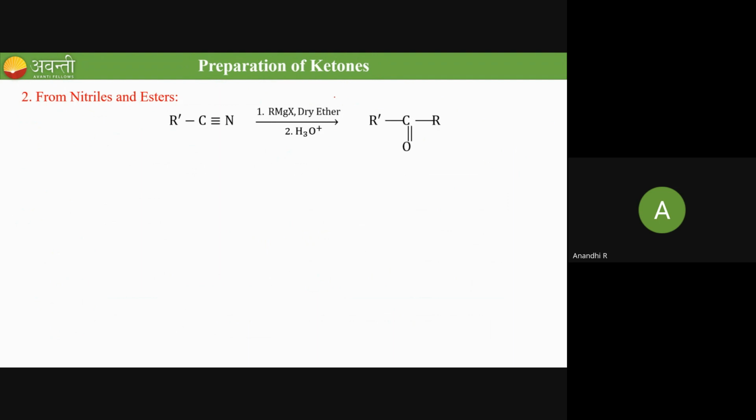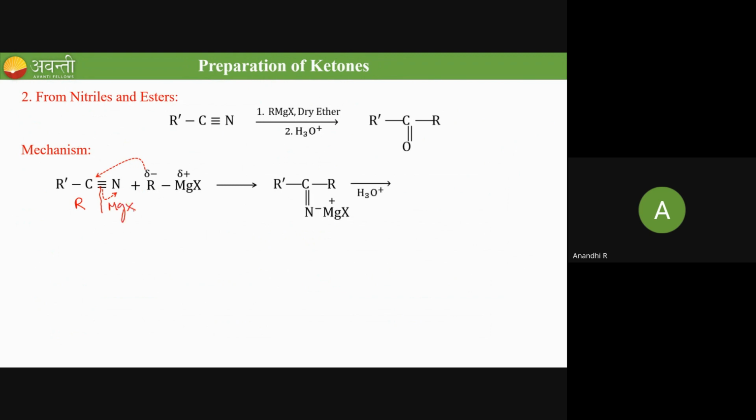So what are nitriles? RC triple bond N is called a nitrile. And this on treatment with R'MgX and dry ether, it forms R'COR. Okay. So what is this basically? We have to see the mechanism. So first the CN reacts with this RMgX and it forms R C double bond N MgX and R. That is, we are breaking this bond and adding R to the carbon and MgX to the nitrogen. So this forms this intermediate. And this intermediate with the acid hydrolysis forms acetone.